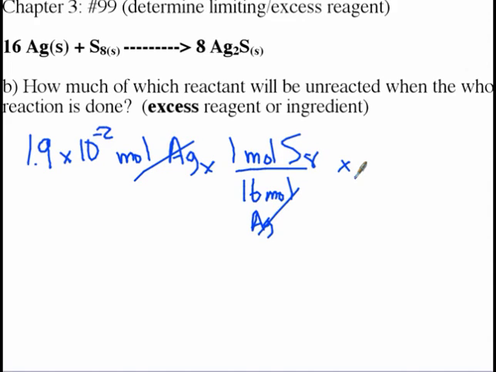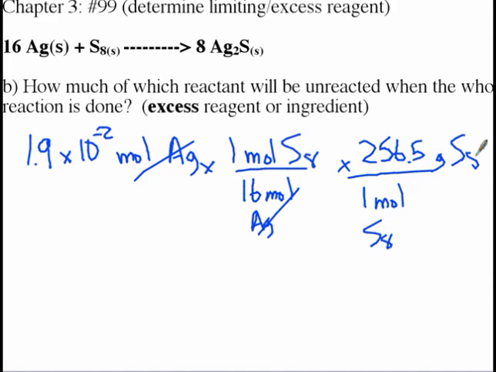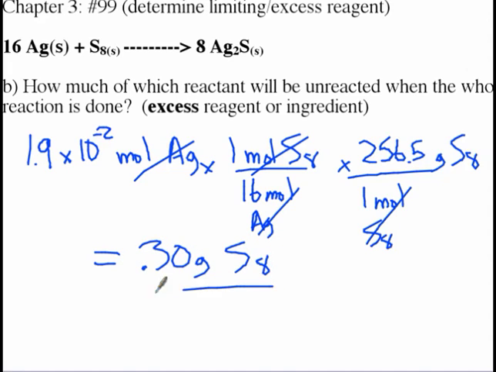And I know the molar mass of S8 is 256.56. Those units then cancel, and I'm left with an answer that will give me grams of my S8. Should get about 0.30 grams of S8. Okay, what that number tells me is that if I'm going to react all that 2 grams of silver, which I already determined was limiting, I should use up about 0.30 grams of S8.